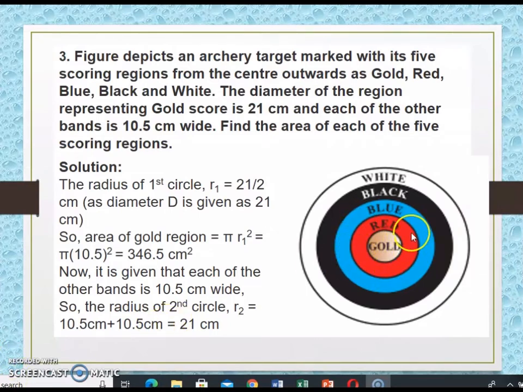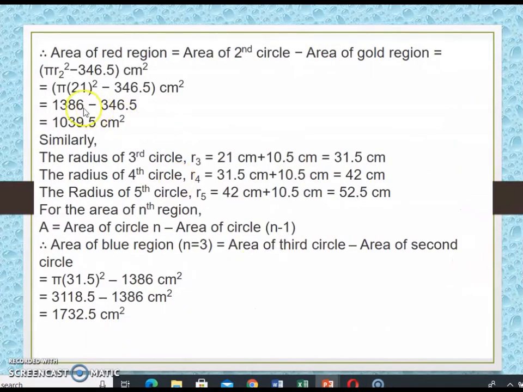Now for finding the red region, you will be subtracting the outer circle's area minus this gold region's area, which is already there with you. So the outer circle is what you have to find out. For the outer circle, it will be 10.5 plus 10.5, that is the radius. So 21 centimeter is the radius. So pi into 21 square minus area of the gold region which is already there with you, 346.5. So here you can solve this and then subtract the two.